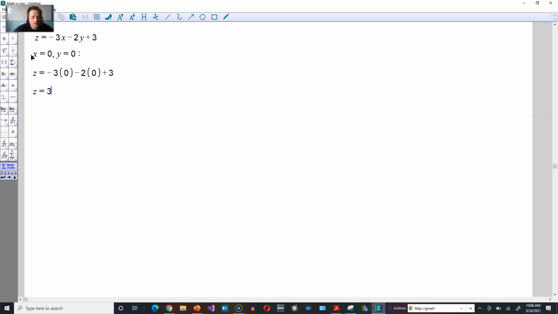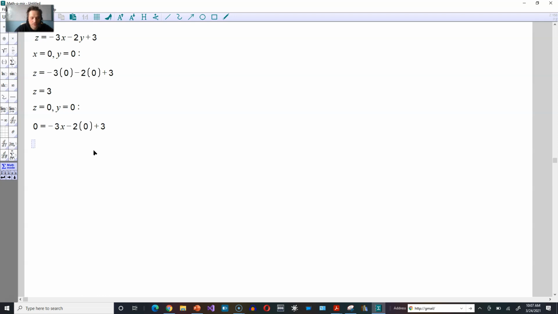That's the z-intercept. Next, you're also going to have to find, for example, z has the value 0, and also y has the value 0. This is going to be the x-intercept. It's where the plane crosses the x-axis. So just zero out the z and the y. It's going to be 0 is equal to negative 3x minus 2 times 0 plus 3. Now I just work this out.